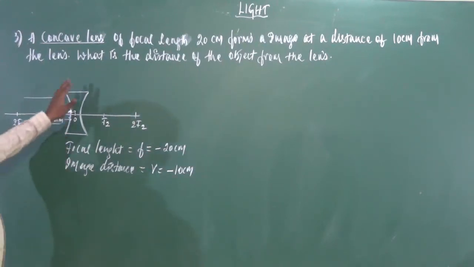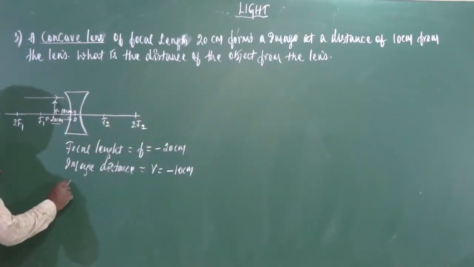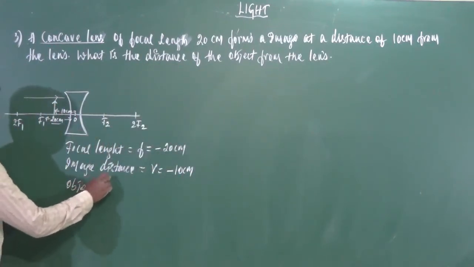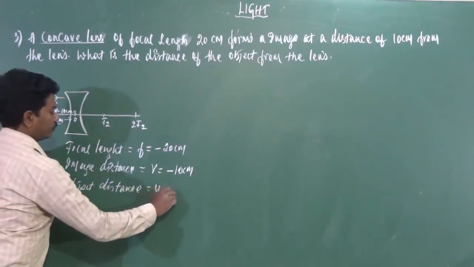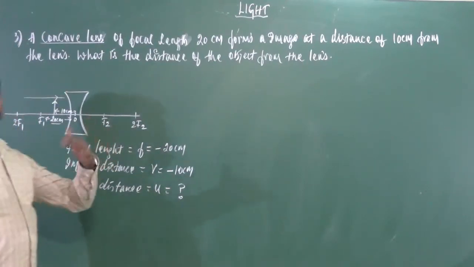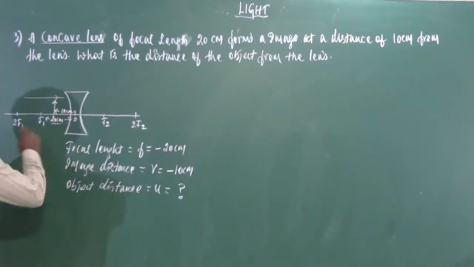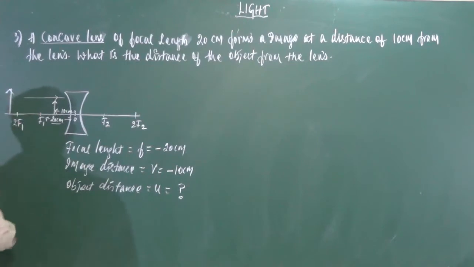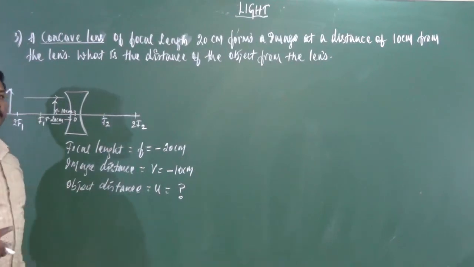Now, what is the distance of the object from the lens? You just have to find out the object distance. So the object distance U is equal to how much? Here the object may be kept anywhere between infinity and the optic center. We do not know where it comes, but the object will be placed somewhere here on the left side of the lens. So the value we are going to get as object distance should be negative.